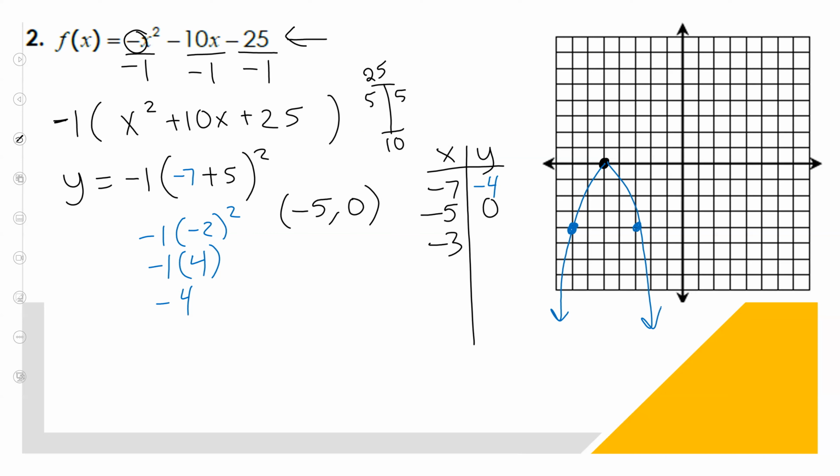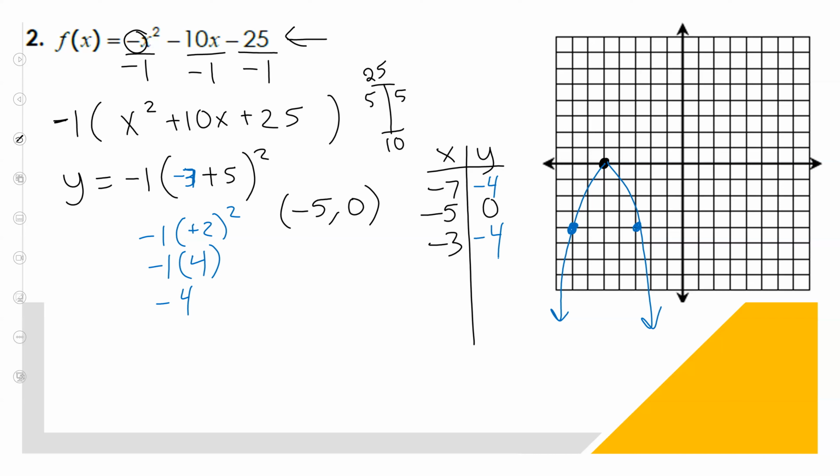I'm going to plug in a -3 this time. -3 plus 5 is 2, also positive 2 this time. What's 2 squared? 4, and 4 times -1, I get -4 again. Okay, so that's my graph.